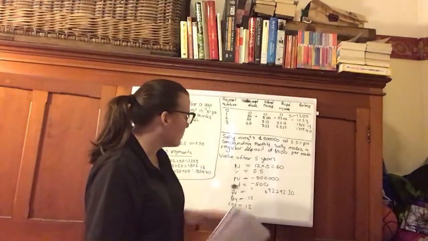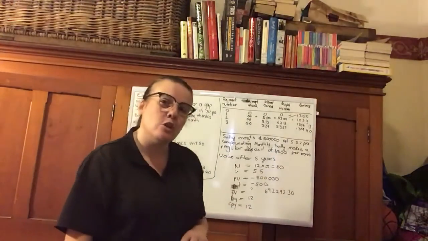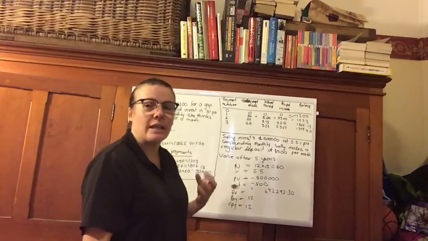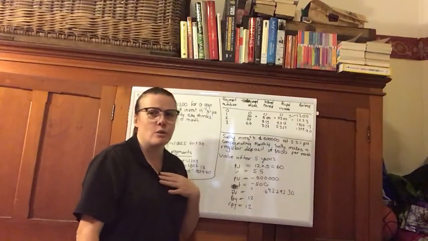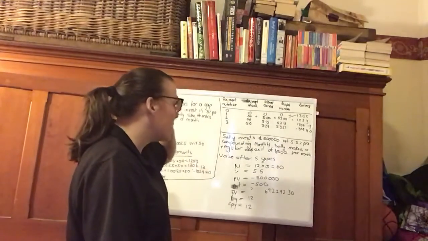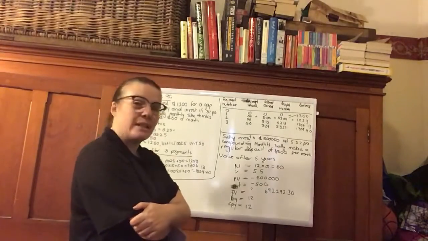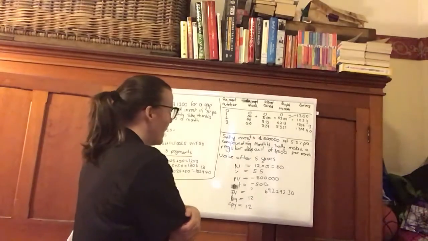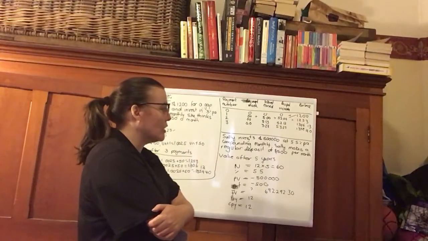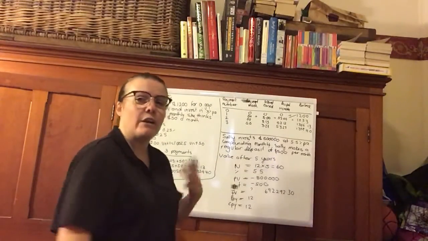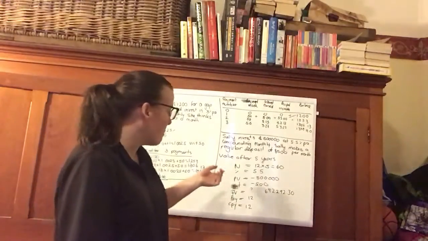Okay? Let's have a look how we would use the financial solver, and let's see how we're entering the information into the financial solver. So Sally invests $500,000 at 5.5% per annum, and that's compounding monthly. And she's going to make $500 deposits each month. And we have to find out the value after 5 years.